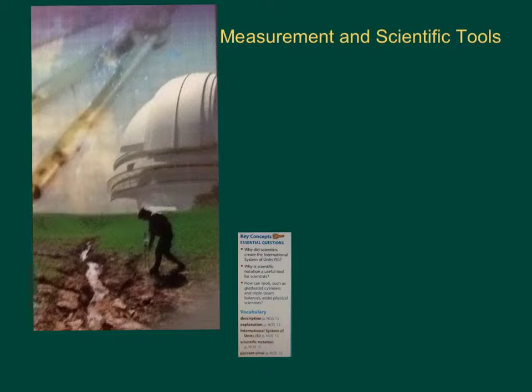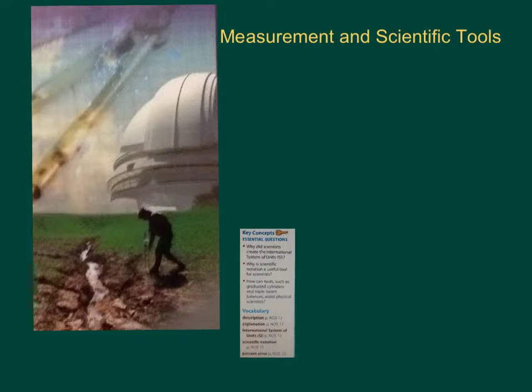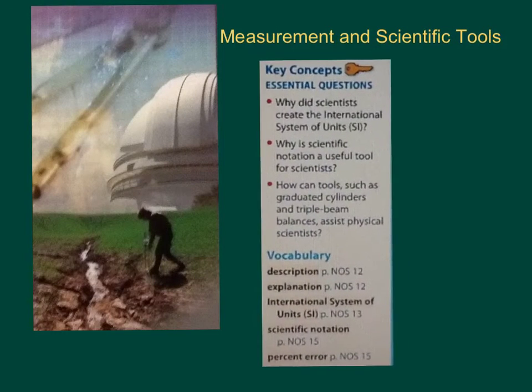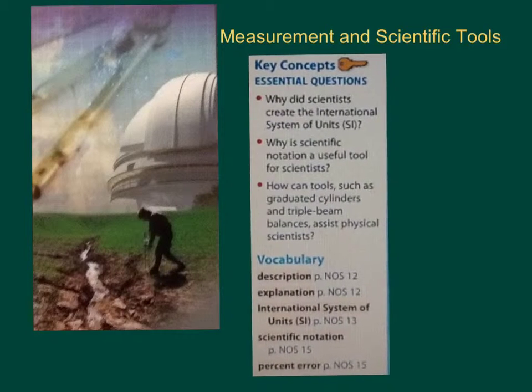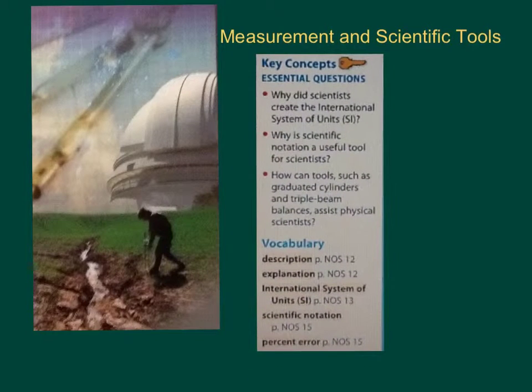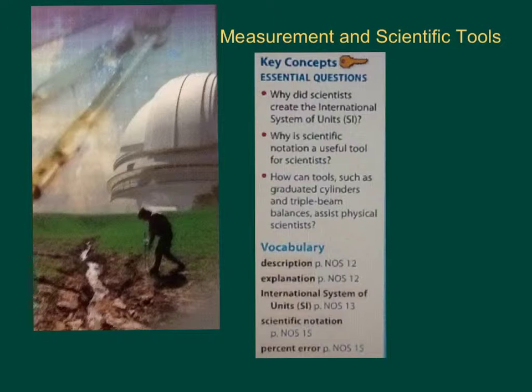Just like in the other lessons that we've talked about in detail, you're going to have some key concepts that you need to write down in your science journal. Okay, so I'm going to pull those up here so you can see them. It will be the red bullet point, and the first one is this one. Why did scientists create the International System of Units, or SI? That needs to be written down, as well as the next one.